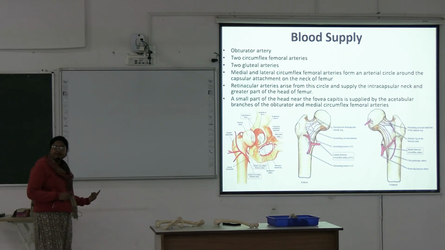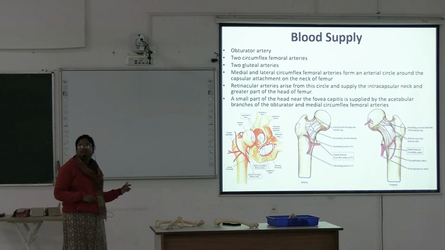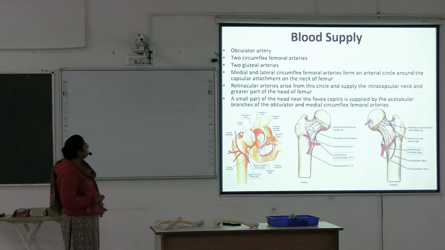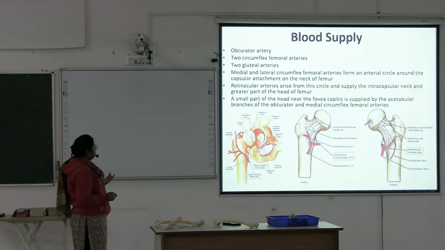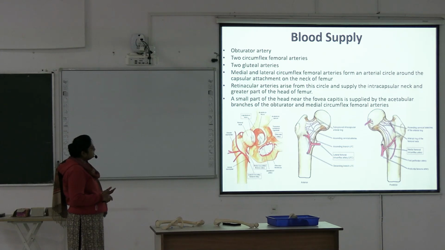Next we go to the blood supply. Blood supply is important. Those retinacular arteries are important. It is supplied by the obturator artery, the medial and lateral circumflex femoral arteries, and the superior and inferior gluteal arteries. So medial and lateral circumflex arteries. Here lie the circumflex arteries. This is the lateral femoral circumflex artery, and here is the medial femoral circumflex artery.